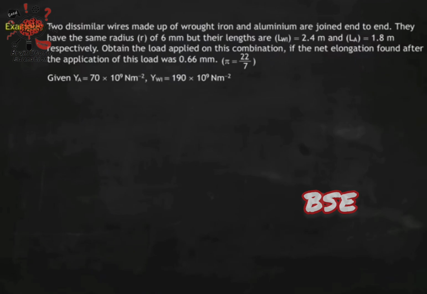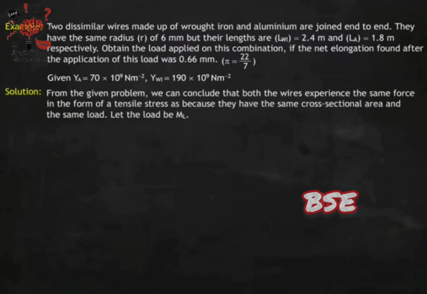Given Y_A equals 70 × 10^9 newtons per meter square, and Y_WI equals 190 × 10^9 newtons per meter square. Solution. From the given problem, we can conclude that both the wires experience the same force in the form of a tensile stress, because they have the same cross-sectional area and the same load. Let the load be ML.